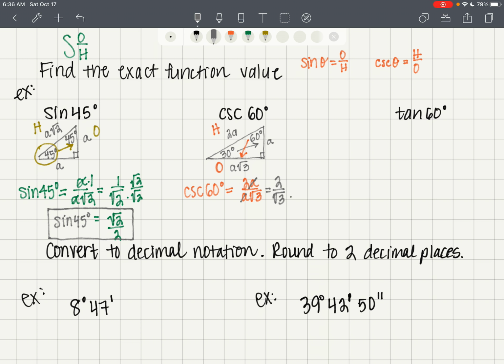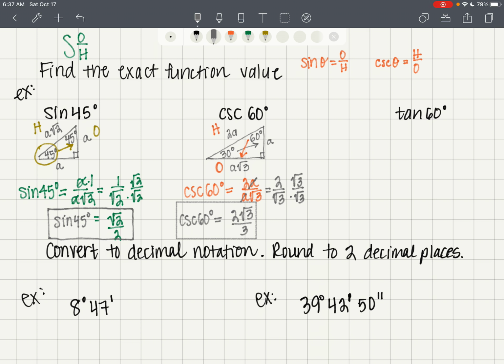We're going to rationalize that by multiplying the numerator and the denominator by the square root of 3. And we get 2 times the square root of 3 over 3. And that's the cosecant of 60 degrees. There's no variables in our fractional answer, because the A's are always going to cancel out, you will find. Let's try the tangent of 60 degrees.